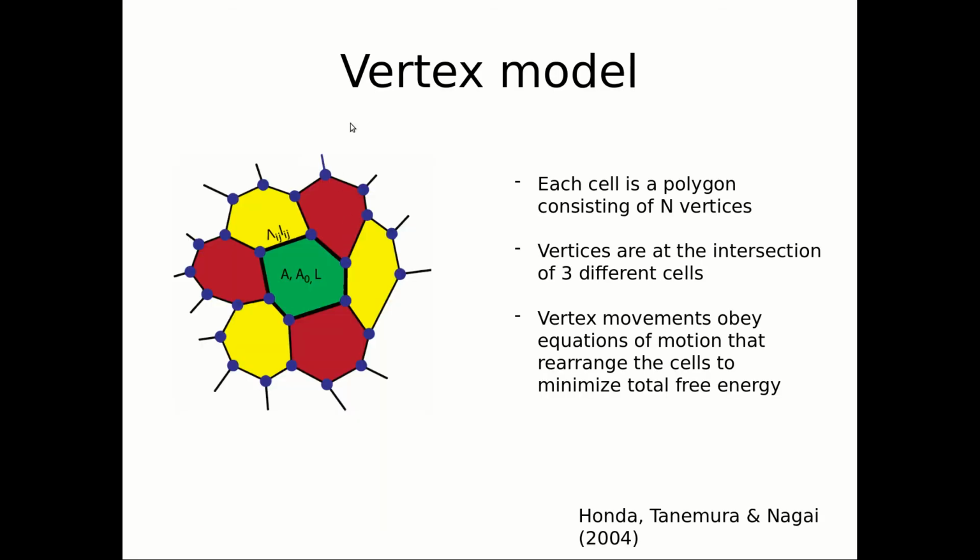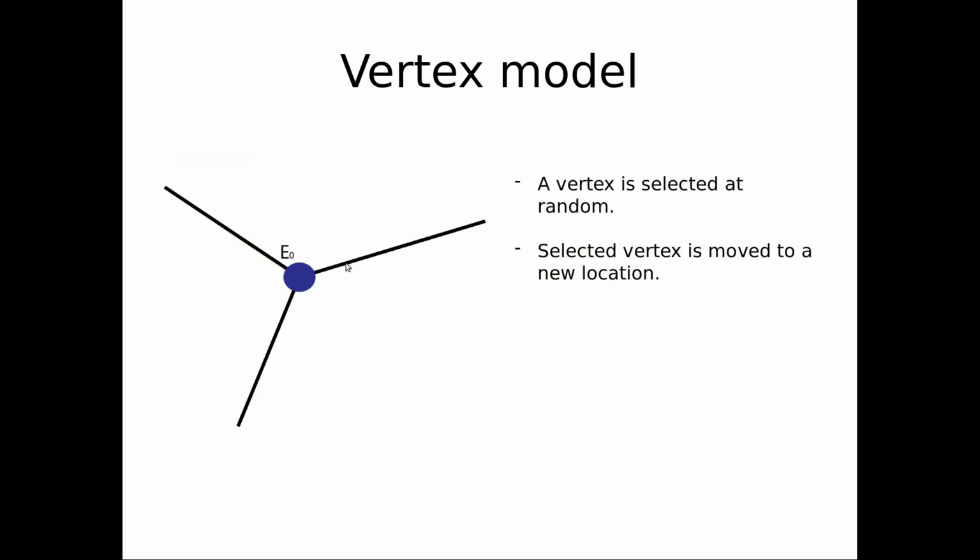This model is based on a formalism that is called the vertex model, where each cell is represented as a polygon consisting of a set of vertices, in blue in the figure, and each of these vertices is at the intersection between 3 different cells and 3 different edges. Vertices are moved according to some equations of motion in a way that their movement tries to minimize the overall free energy of the system.